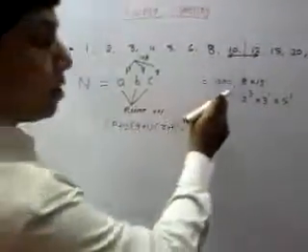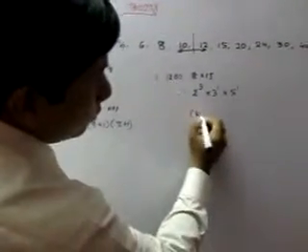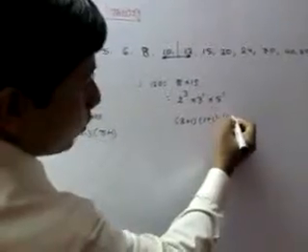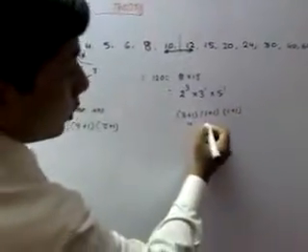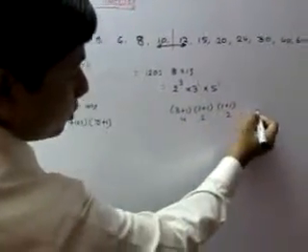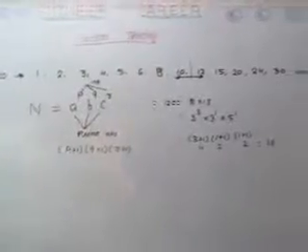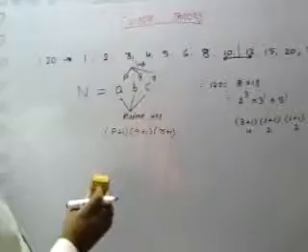Hence the number of factors of 120 is equal to (3 plus 1) into (1 plus 1) into (1 plus 1). That is 4 into 2 into 2, 16 factors. If we count, we have 16 factors of 120. So in this way we can find the number of factors.